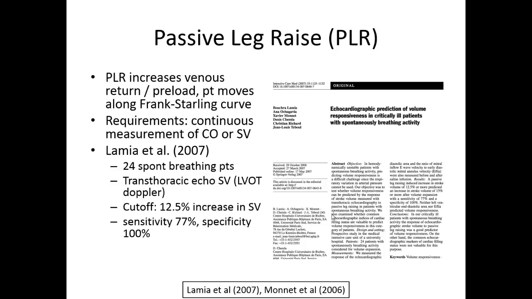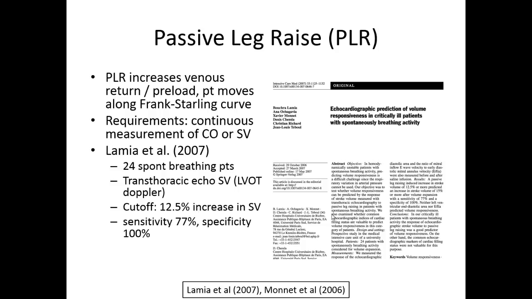As you can see, using a cutoff of a 12.5% increase in stroke volume observed during a passive leg raise, they had a 77% sensitivity and 100% specificity for predicting volume responsiveness, which again is defined as a 15% increase in cardiac output after a bolus. So you use a kind of lower cutoff than what you're actually going for, because you're only giving the amount of blood that's in somebody's legs instead of a full bolus or a 500 cc bolus. They're usually small boluses.